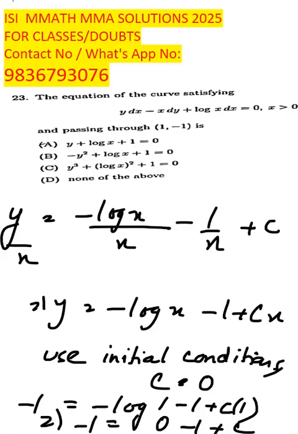So the particular solution is y + log x + 1 = 0. So my correct option is option A, it is the correct answer.